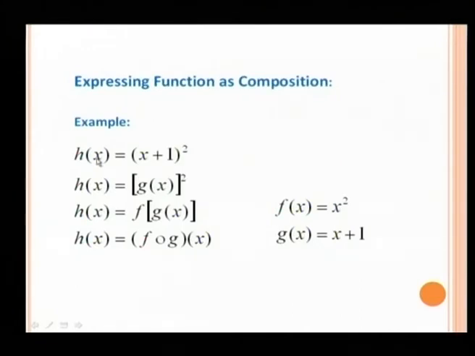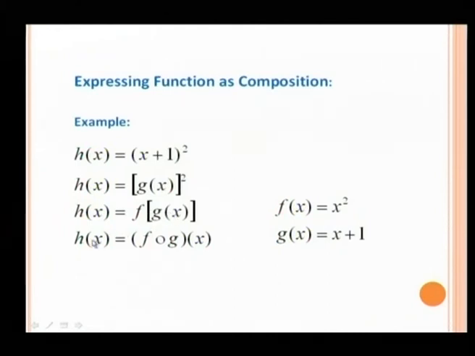So the function which is expressed as the composition will have the final expression as h of x is equal to x plus 1 whole square, where g of x is equal to x plus 1. So the second expression would become h of x is equal to g of x whole square. The second expression is the result of f of g of x.